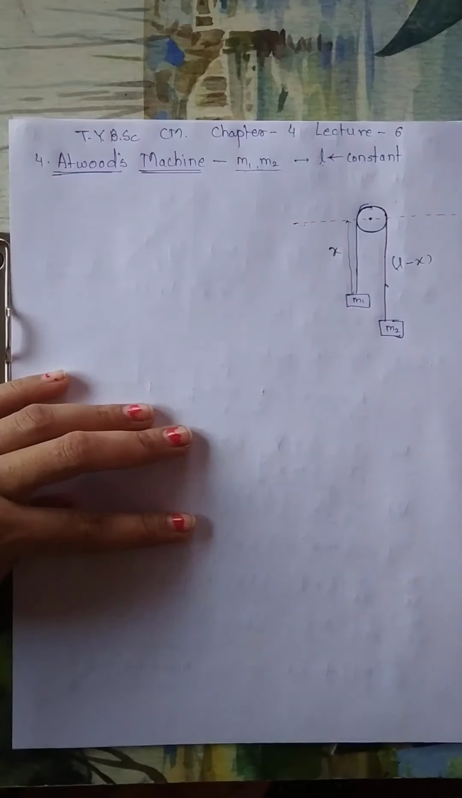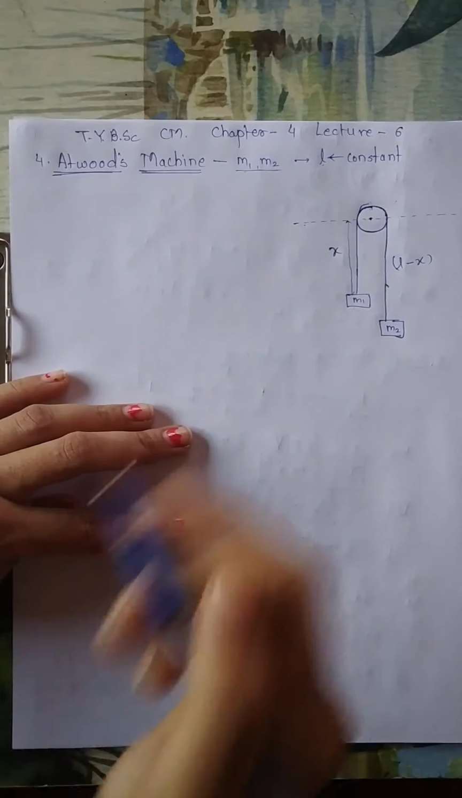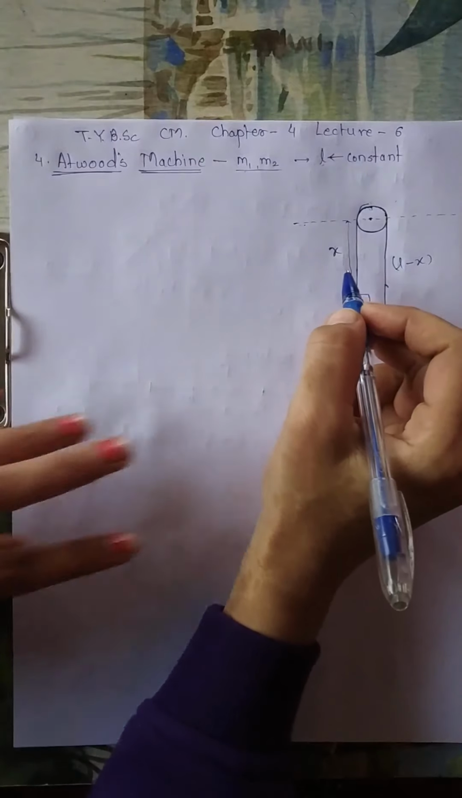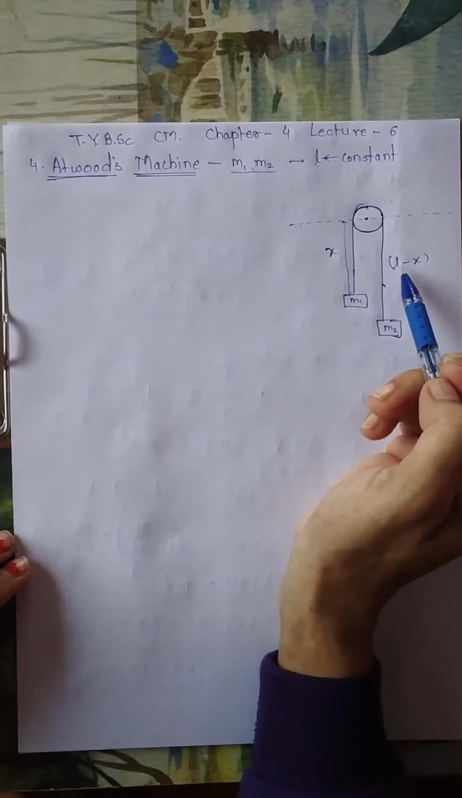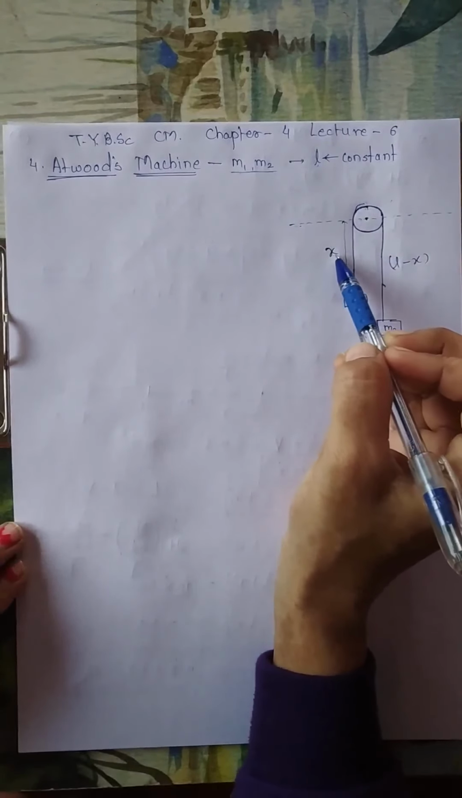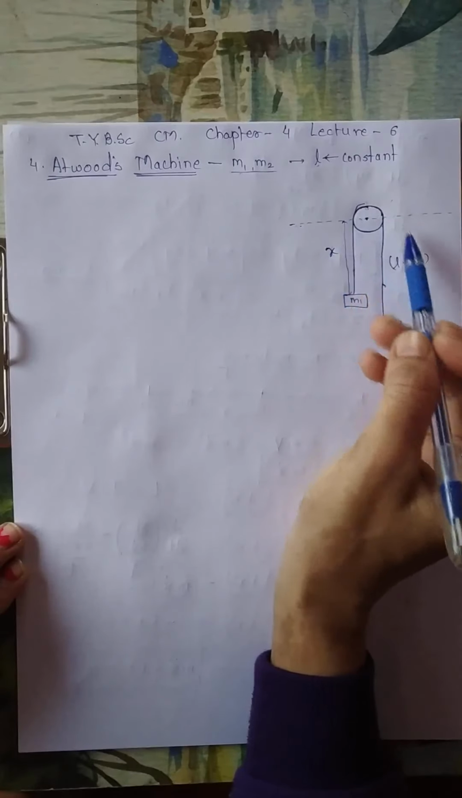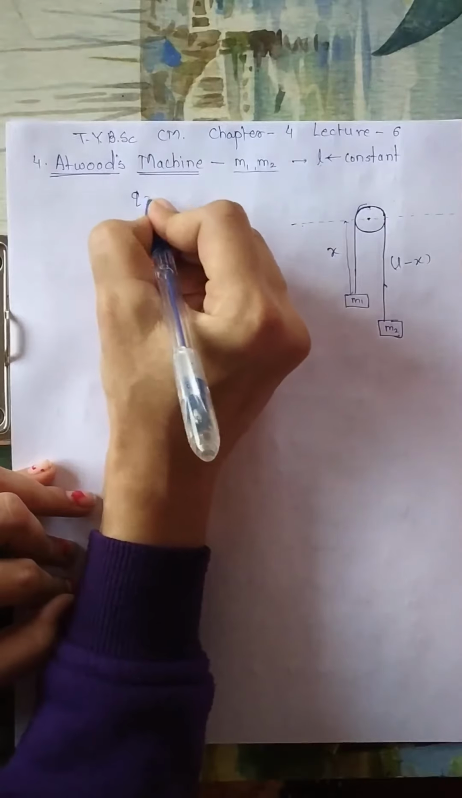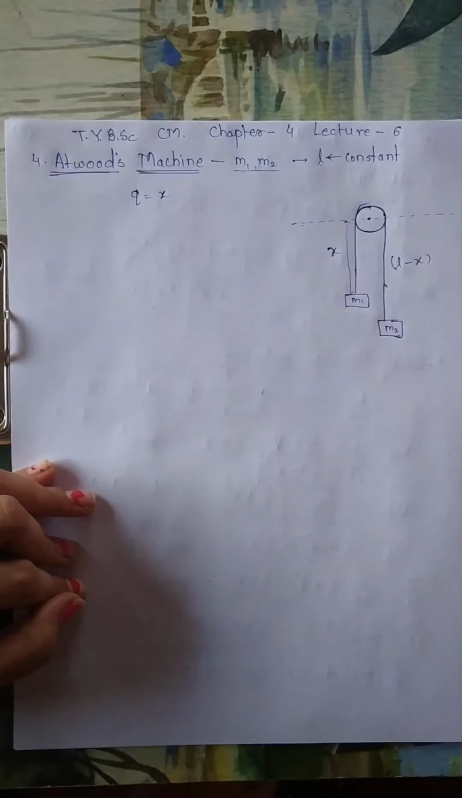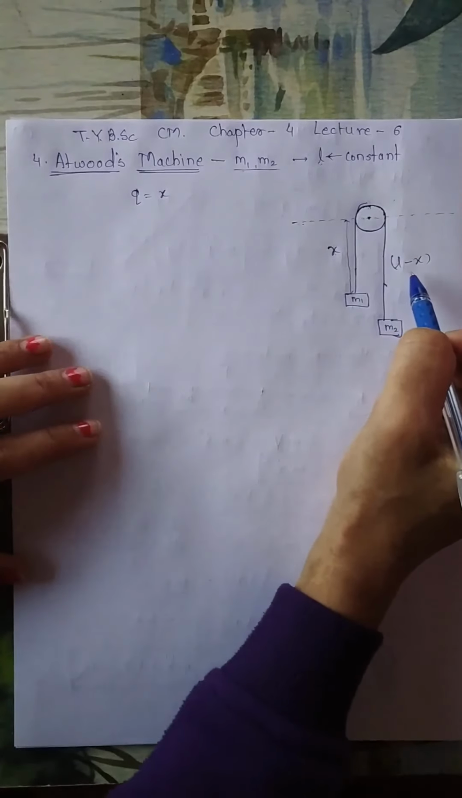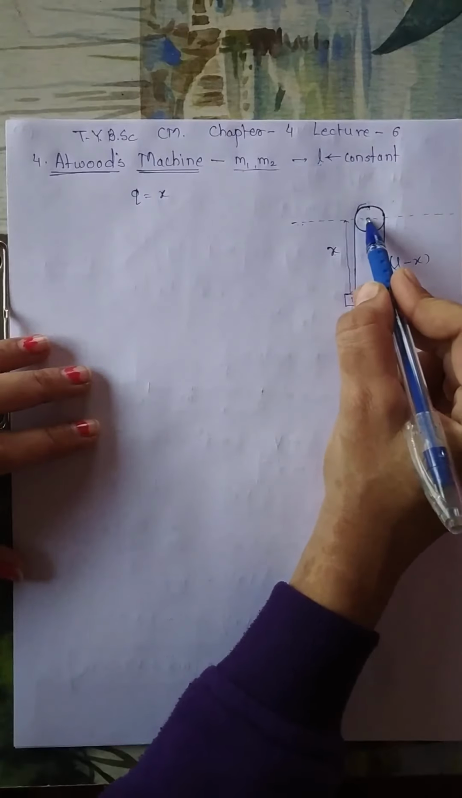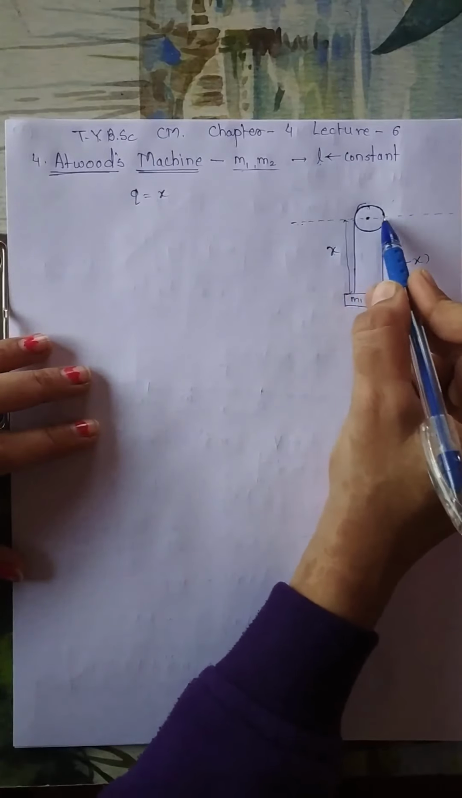Now in this machine there is clearly only one independent variable, x, because the length L is constant. So this is the only variable in this system, meaning there will be only one generalized coordinate. That means we will get only one Lagrange's equation of motion, and that generalized coordinate is x, since the length of this string is constant.